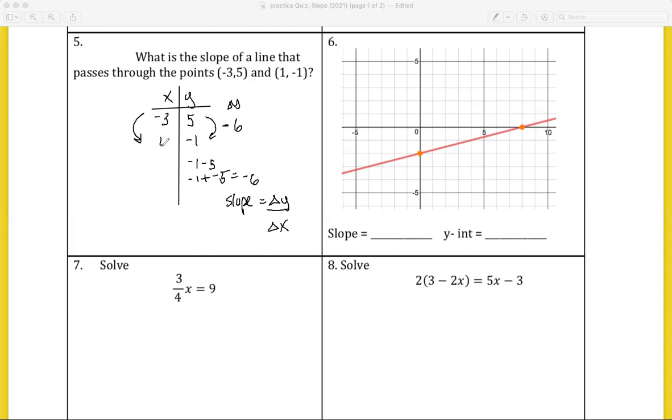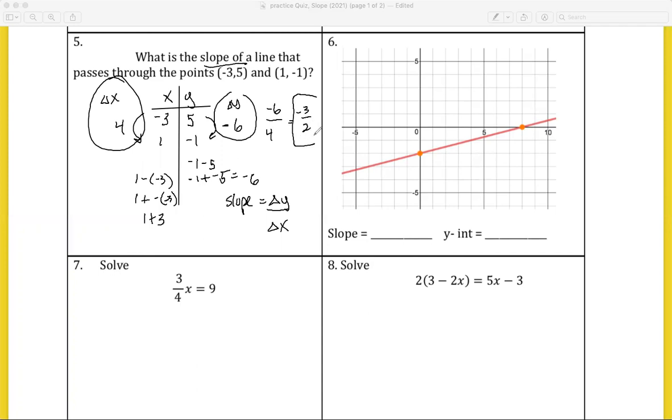Change in x from -3 to 1, that's a positive change, because -3 is a smaller number than 1. End minus start, 1 minus -3 is the same as 1 plus the opposite of -3, which is 1 plus 3. So the change is +4. So the slope of the line is going to be the change in y, -6, divided by the change in x, +4, and that simplifies to -3/2, which is our answer.